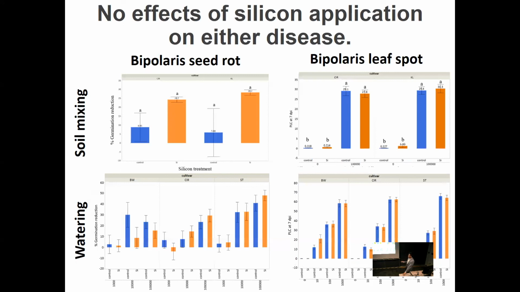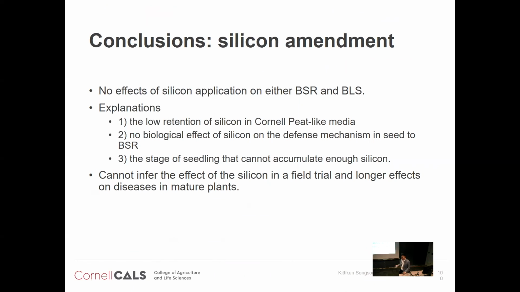And so, okay, there may be some soil mixing problem. So I tried to just water the silicon solution to them too, and there's no improvement between silicon and the control one. So at this point, I think I'm cursed to this disease somehow. Just kidding. So there's no improvement, but there are quite some explanations for this. There might be a low retention of the silicon, because I didn't use soil. I used a Cornell peat-like medium, so there may be low retention on that.